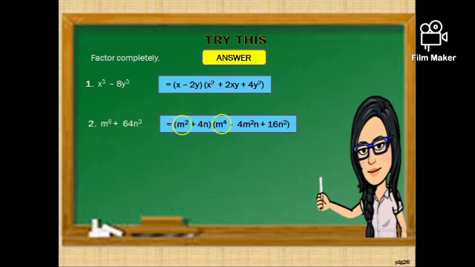M squared times m squared is equals to m raised to 4. Positive 4n times positive 4n is equals to positive 16n squared. M squared times negative 4n is equals to negative 4m squared n.